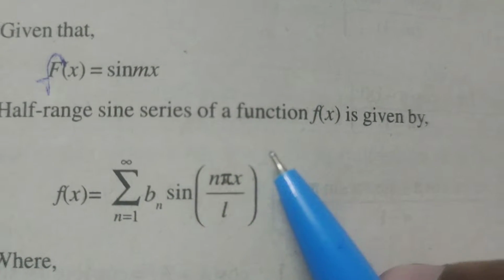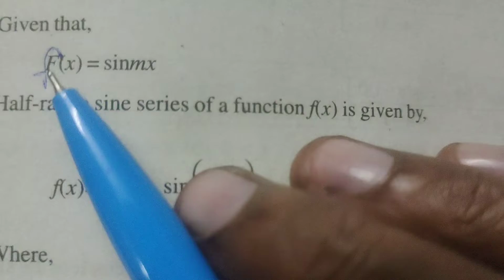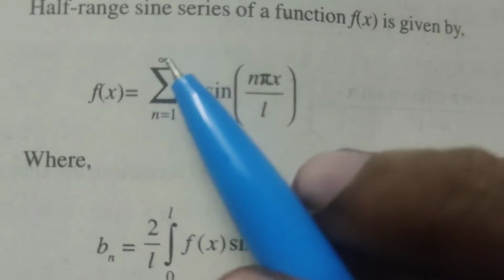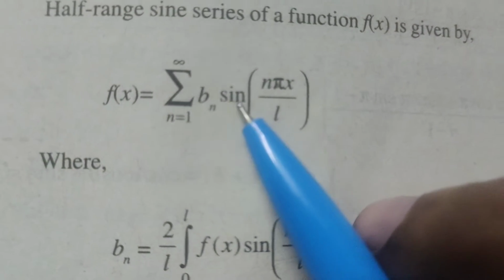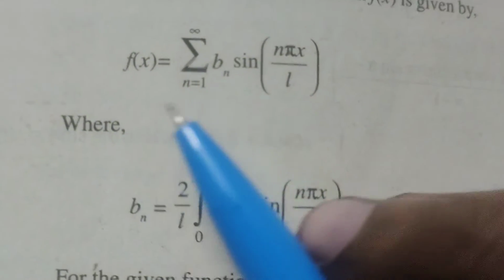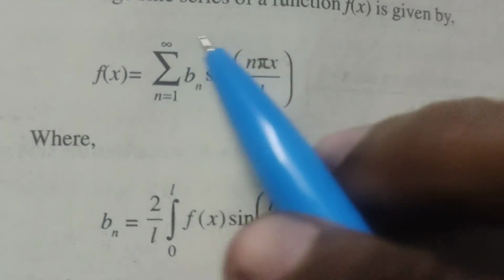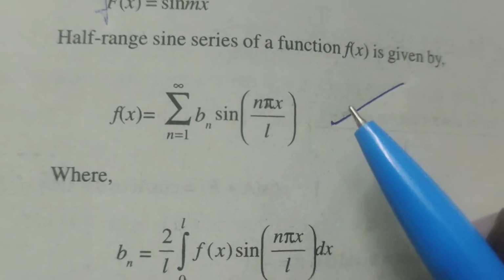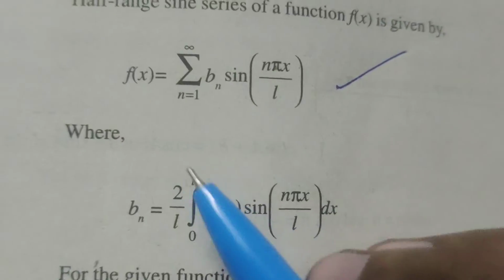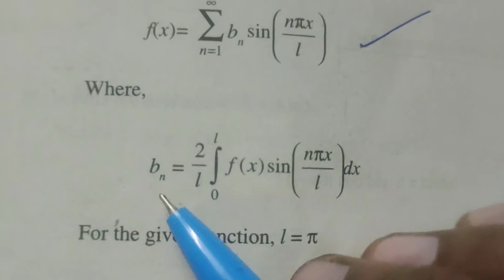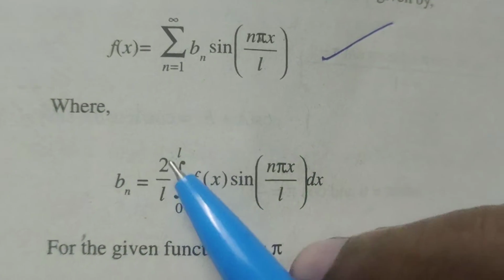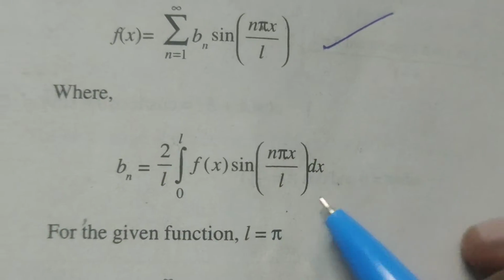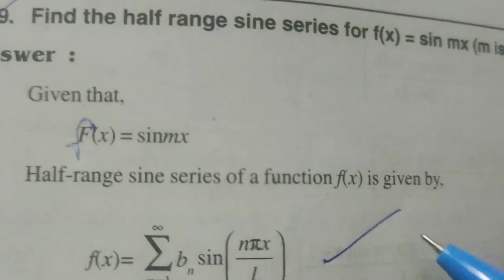The half range sine series of the function f of x is given by f of x equals sigma n equals 1 to infinity bn sine n pi x by L. Here we only need to find the constant bn. bn equals 2 by L integral 0 to L f of x sine n pi x by L dx. This is the formula. Here L equals pi.